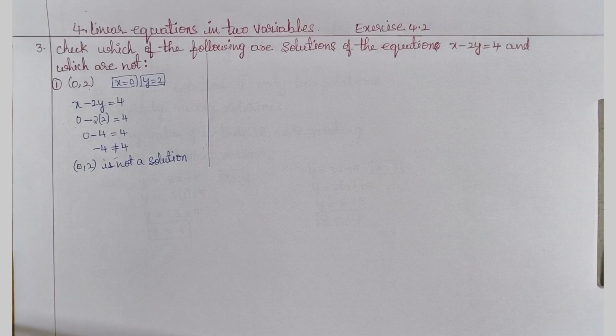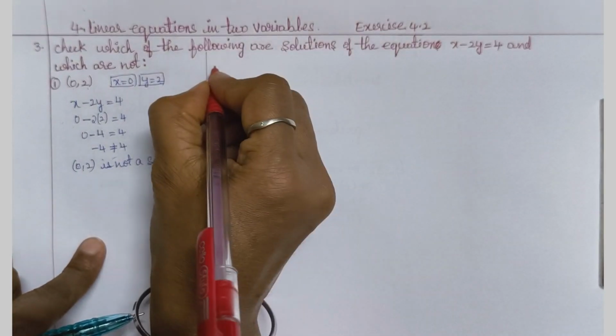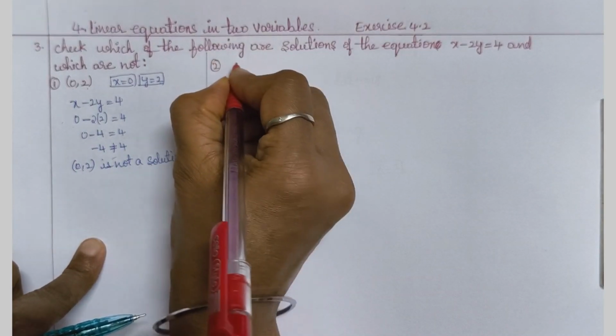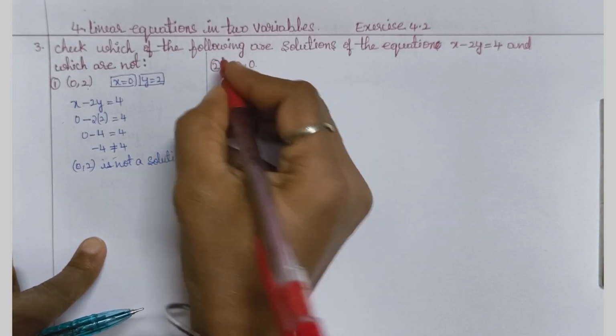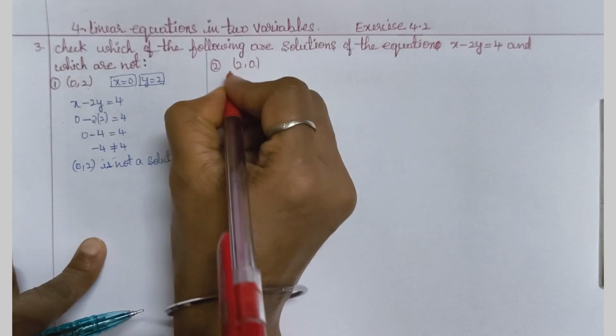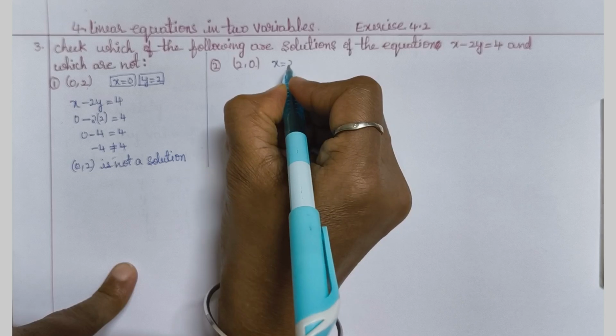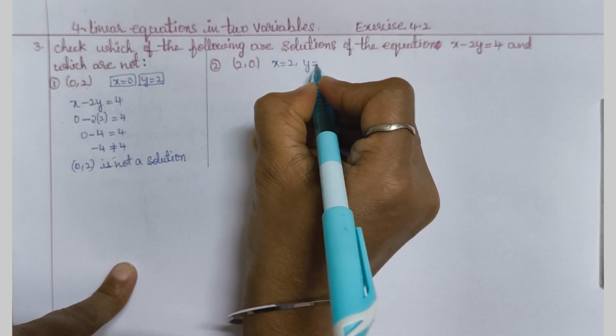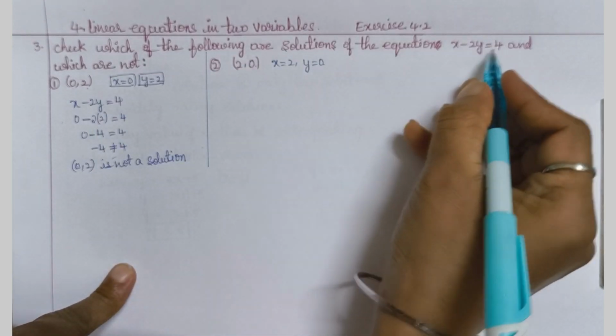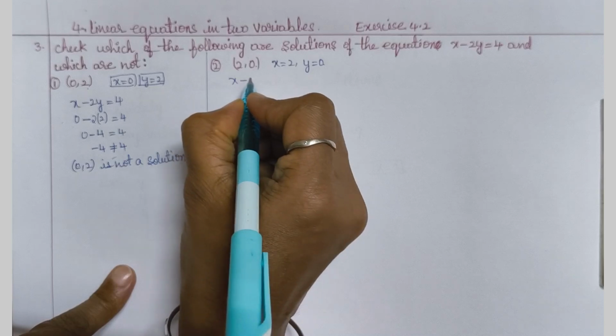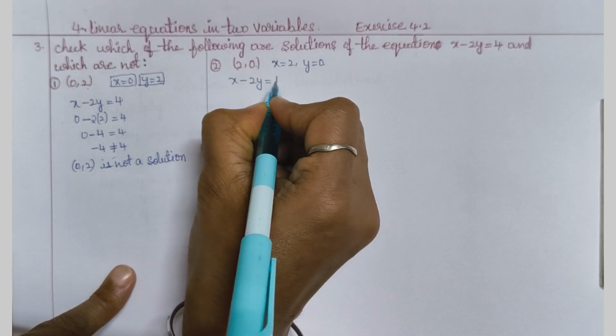Second question. See, what is the second question? (2, 0). The second question is (2, 0). See, (2, 0) means one is the x value, one is the y value. So x is equal to what? 2. y is equal to what? 0. Now I am writing the same equation.